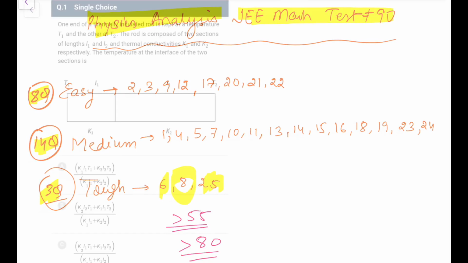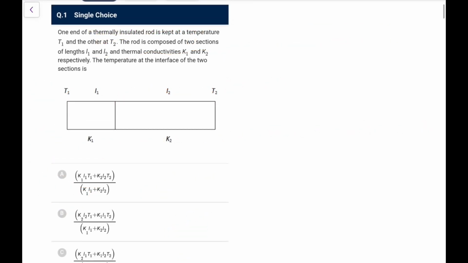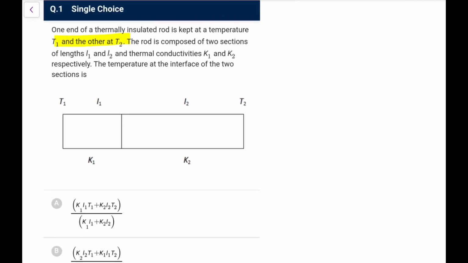this particular test. One end of a thermally insulated rod is kept at a temperature T1 and the other at T2. The rod is composed of two sections of length L1 and L2, conductivity K1 and K2, the temperature at the interface. Okay, so let it be T. Let's say heat flows from here. Because they are in series, the heat flow will be the same.